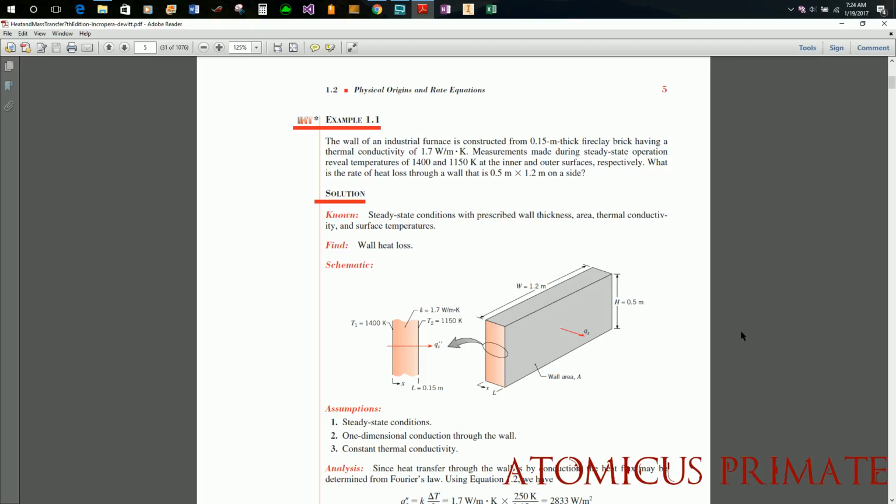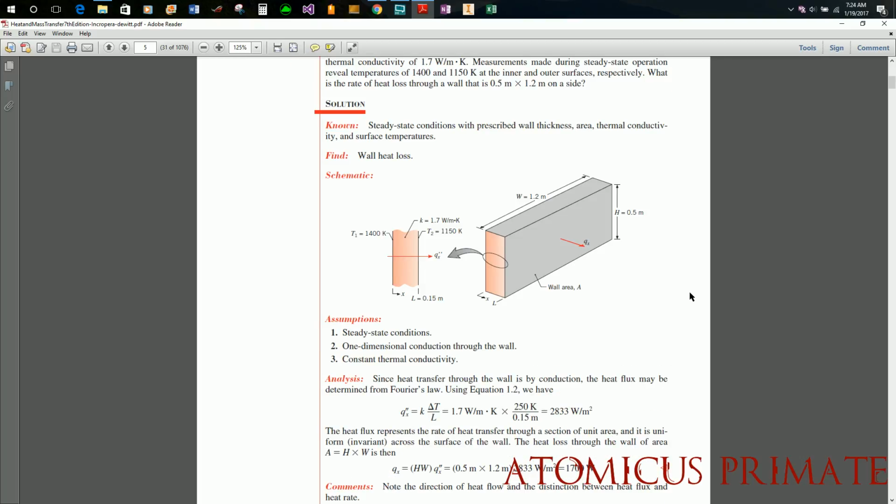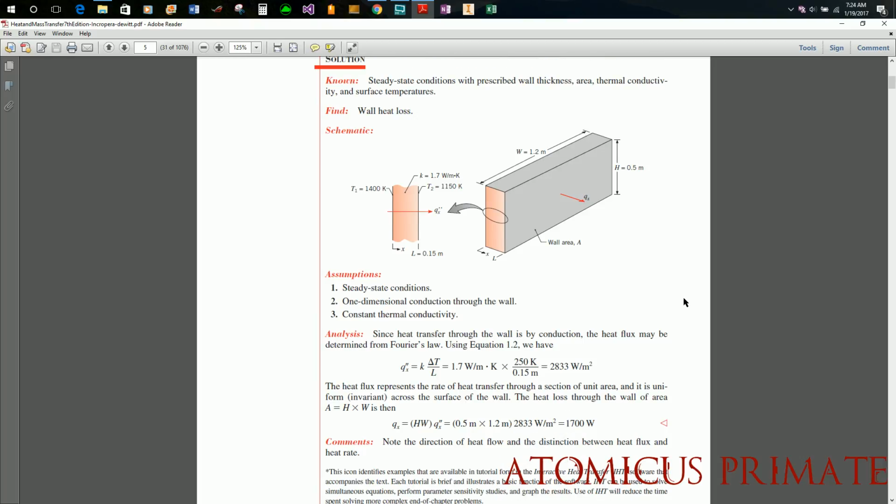So these are our assumptions. Steady state conditions is the first one. The second one is one-dimensional conduction. Okay, that's what I thought. The assumptions is what I always have trouble with. One-dimensional conduction through the wall, constant thermal conductivity.